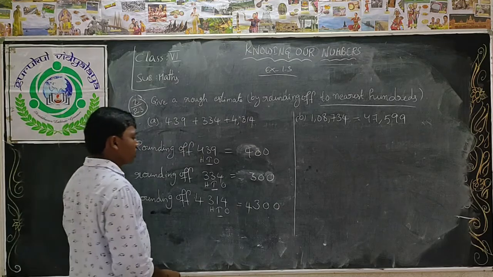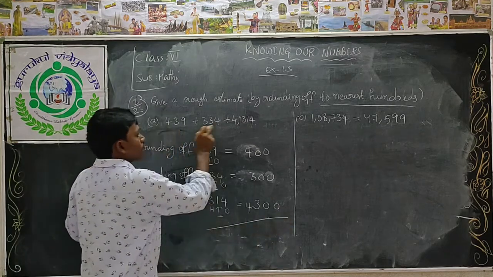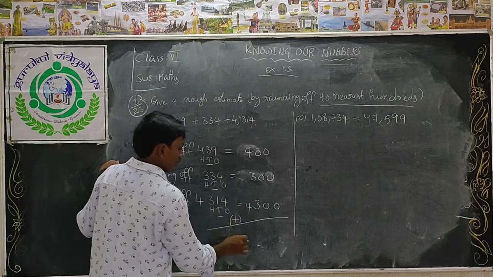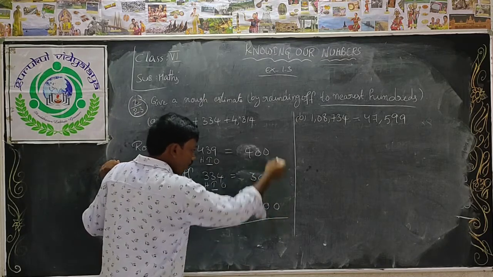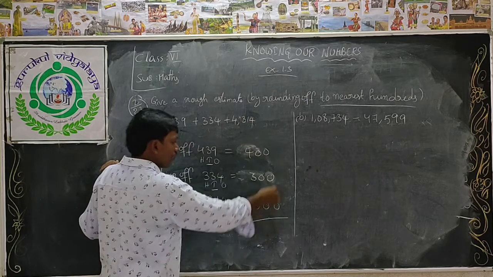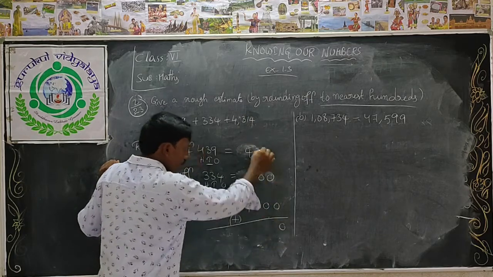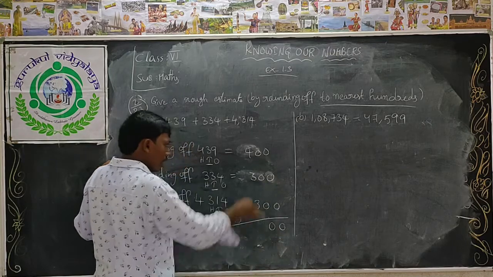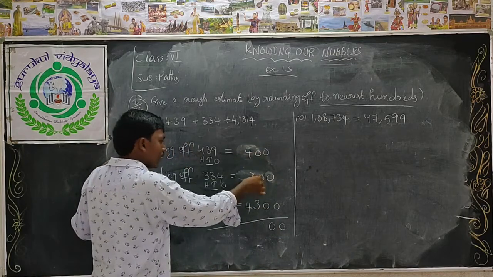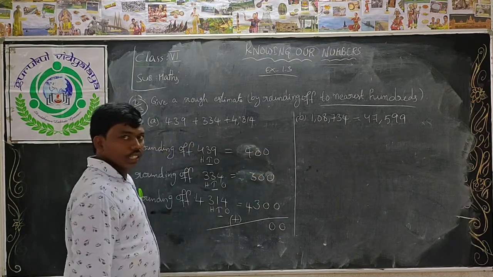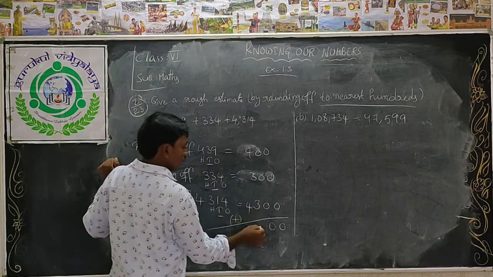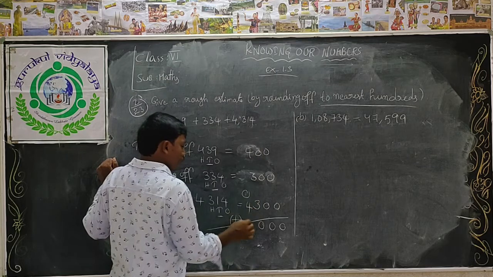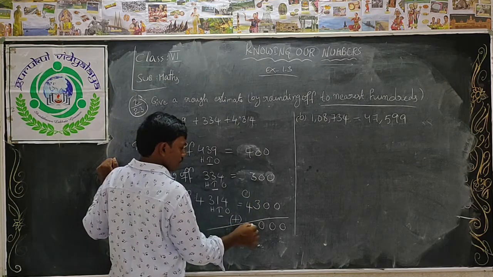Okay, this is 4,300. Asking for the estimated sum, so add, that is 0 plus 0. Add place-wise. Ones place 0. Next tens place, 0 plus 0 plus 0 is 0. Next hundreds place, 4 plus 3, 7. 7 plus 3 is 10, 0. Again 1 is the carry. 1 plus 4, that is 5.